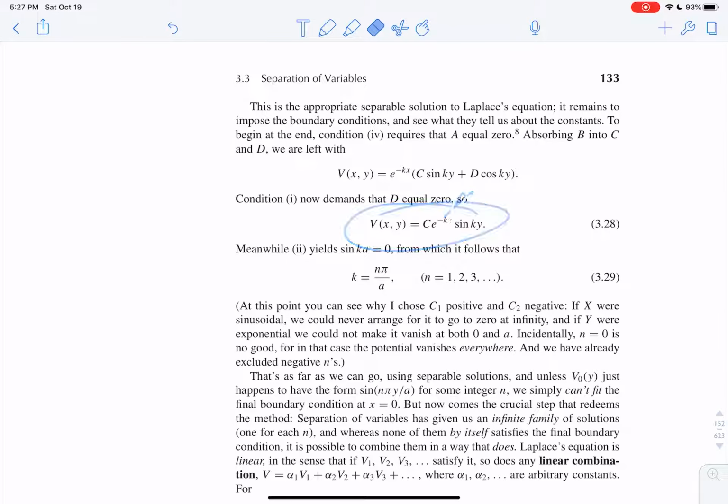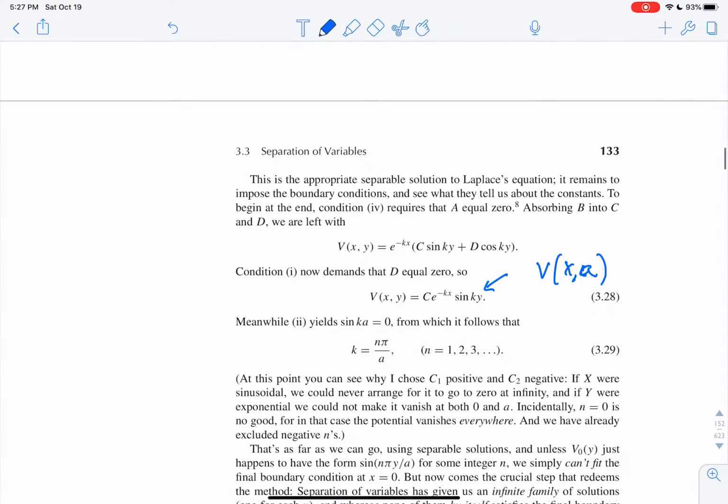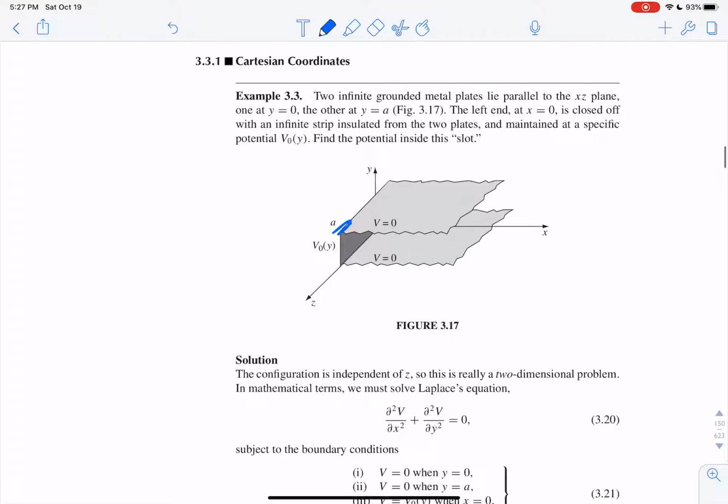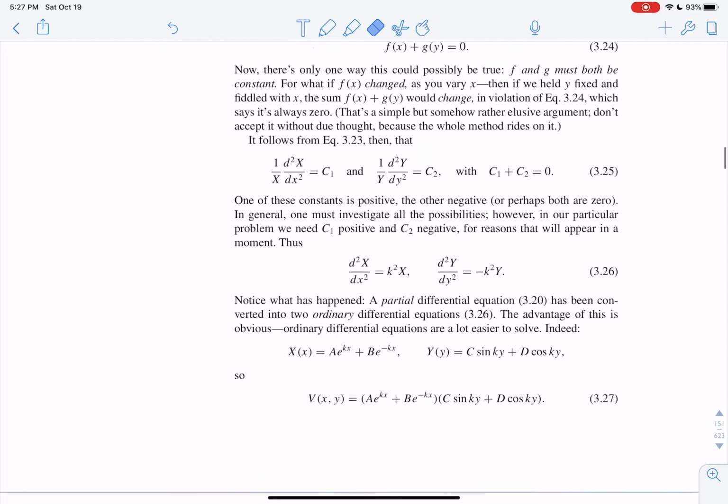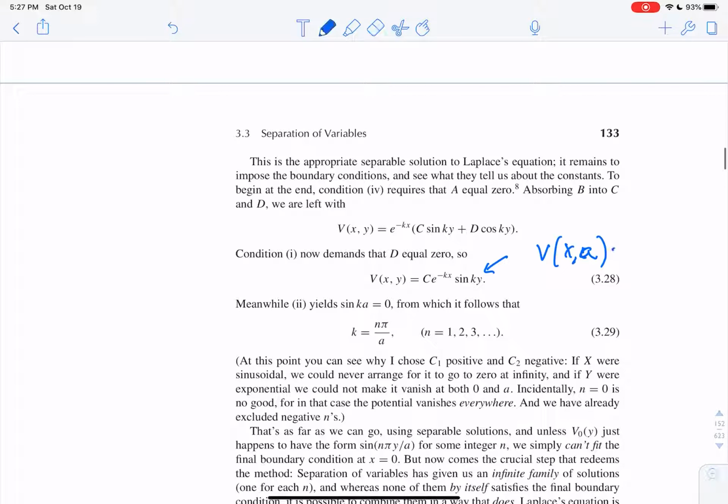Now we've got another issue, because for our other boundary condition, we need v to be 0 at y equals a. So we need v at x and a, where a is the height of the second plane up here, to also give you 0. v better be 0 at that point. So for this to be equal to 0, since x isn't affected there, if we make y equal to a, then we get sine of ka, but we need to make sure that's equal to 0.